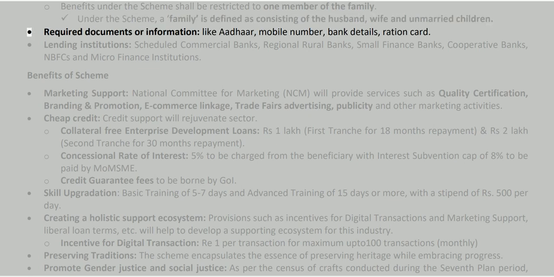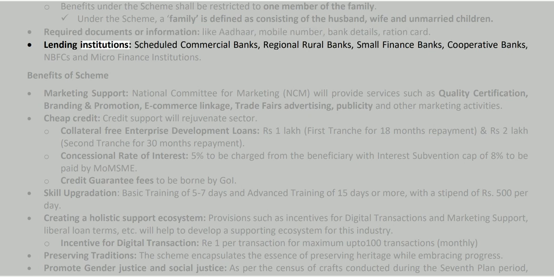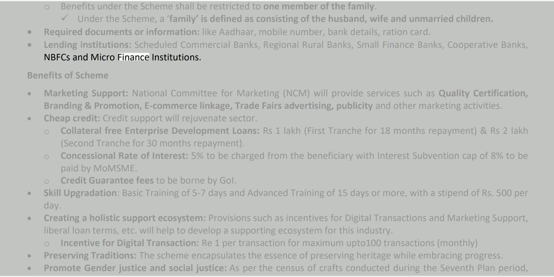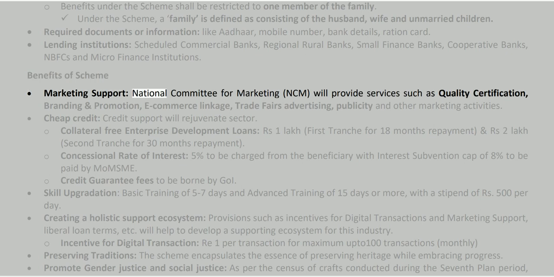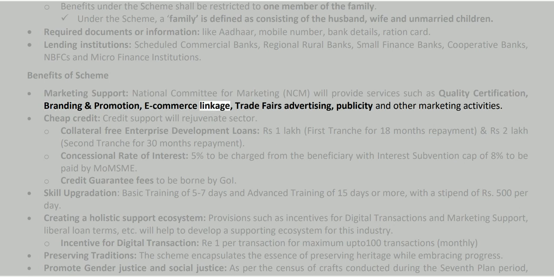Required documents or information, like Aadhaar, mobile number, bank details, ration card. Lending institutions: scheduled commercial banks, regional rural banks, small finance banks, cooperative banks, NBFCs and microfinance institutions. Benefits of scheme. Marketing support: National Committee for Marketing, NCM, will provide services such as quality certification, branding and promotion, e-commerce linkage, trade fairs, advertising, publicity and other marketing activities.